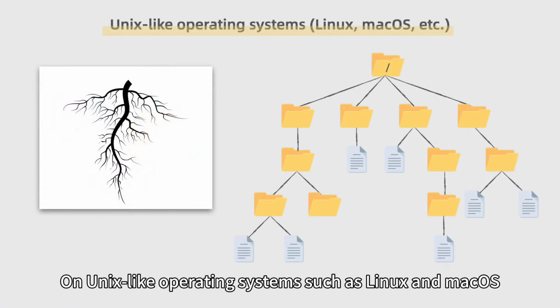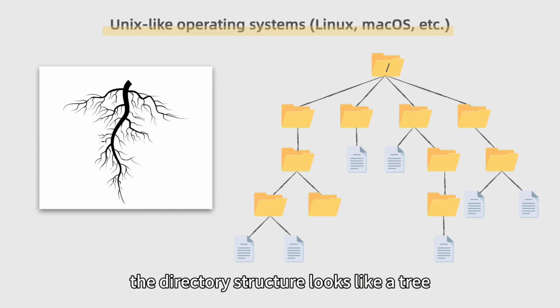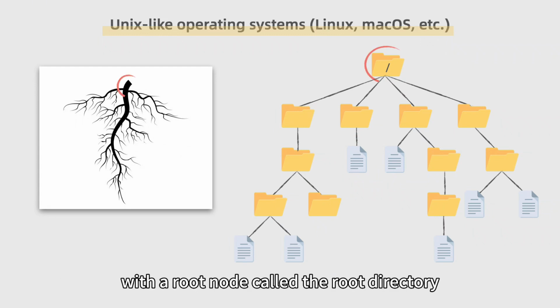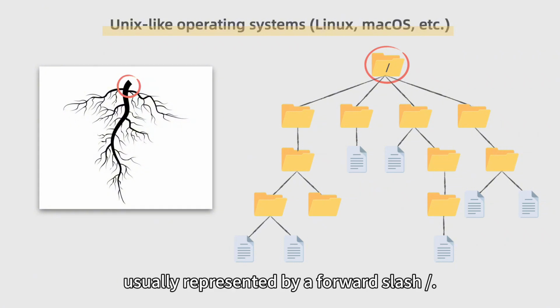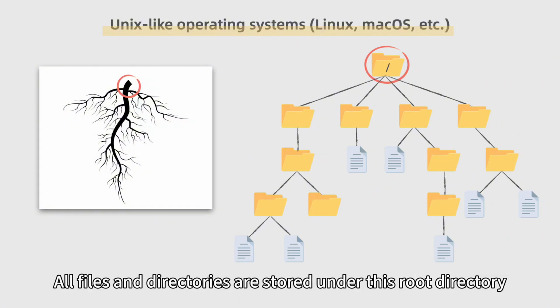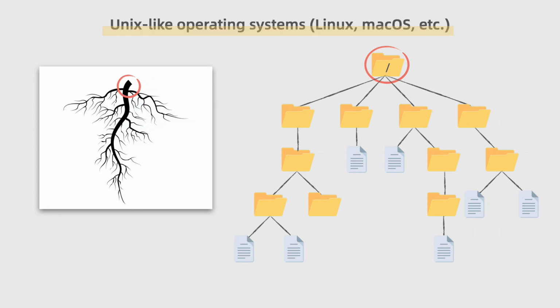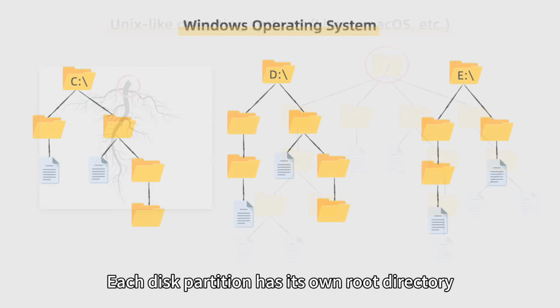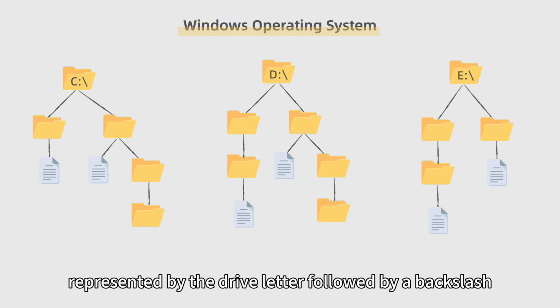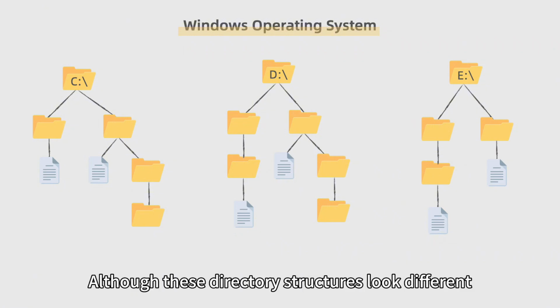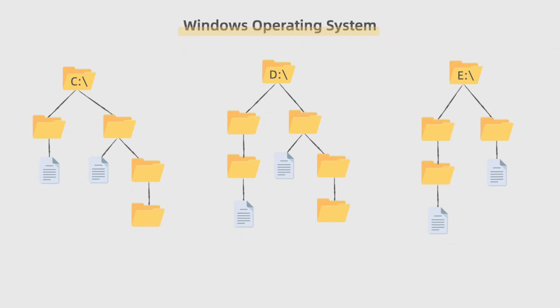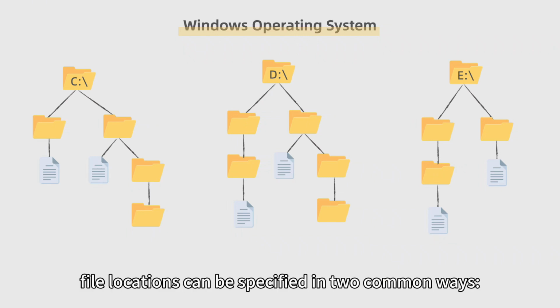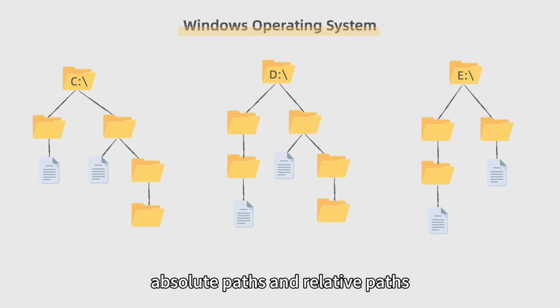On Unix-like operating systems such as Linux and macOS, the directory structure looks like a tree with a root node called the root directory, usually represented by a /. Files and directories are stored under this root directory. Windows works differently. Each disk partition has its own root directory, represented by the drive letter followed by a \. Although these directory structures look different, file locations can be specified in two common ways: absolute paths and relative paths.